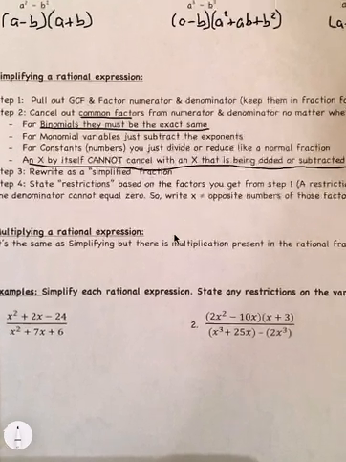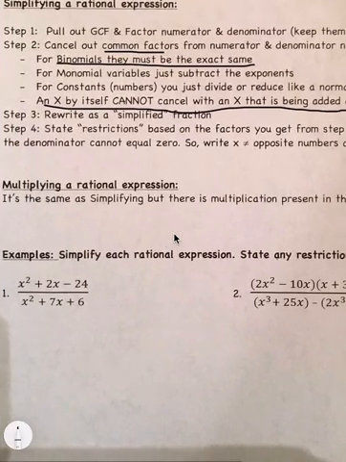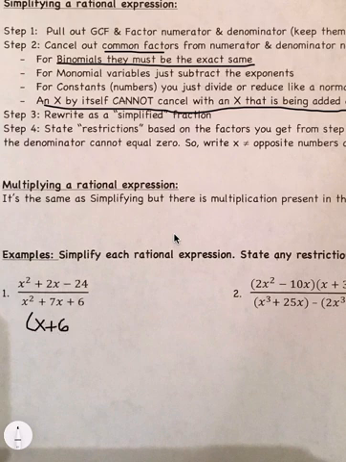So let's look quickly. We're going to use a times c method. x squared plus 2x minus 24. We're going to factor out the numerator. So the two numbers that multiply to be a times c, negative 24, and add up to 2, the b value, are 6 and negative 4. So the top is going to be x plus 6 times x minus 4.